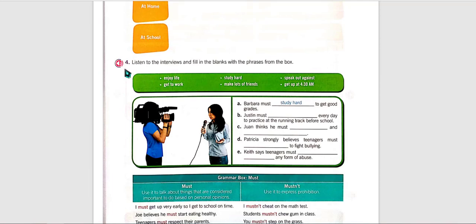Then step number 4. Listen to the interview and fill in the blanks with the phrases from box 1. So right here, we're going to listen to the interview. I'm going to have the interview uploaded for you as audio. So you're going to listen and then fill in the spaces here with these words.